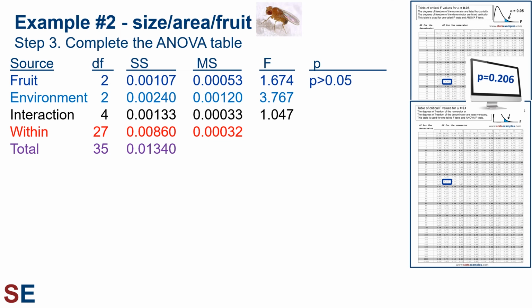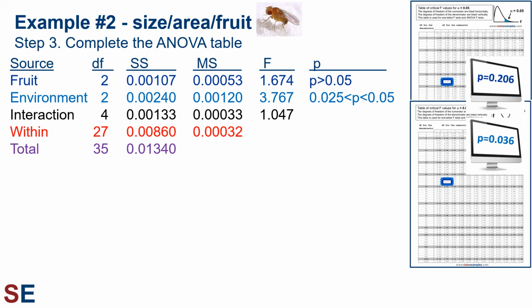For the fruit factor, the F value is 1.674 with 2 degrees of freedom in the numerator and 27 degrees of freedom in the denominator. Looking at tables of critical F-values, we see that the p-value will be larger than 0.05. With a computer, we can get a p-value of 0.206.